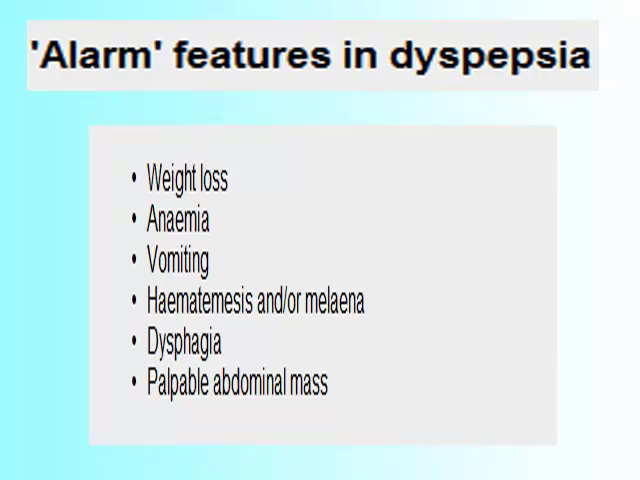Now that we've talked about the different causes of dyspepsia, it is important to know what are the main alarm features that can appear in a patient with dyspepsia. What are some of these alarm features? 1. Weight loss. 2. Anemia. 3. Vomiting. 4. Hematemesis and/or melena. 5. Dysphagia. And 6. Palpable abdominal mass.